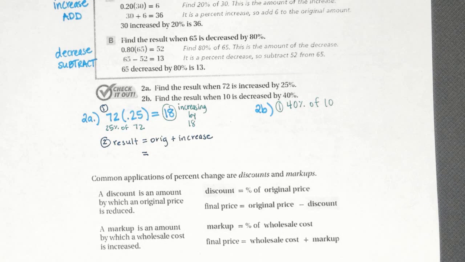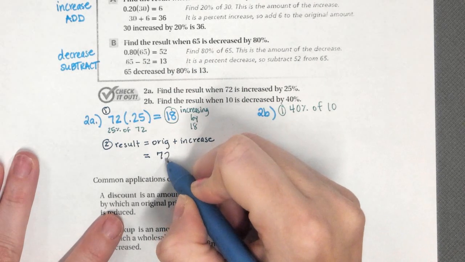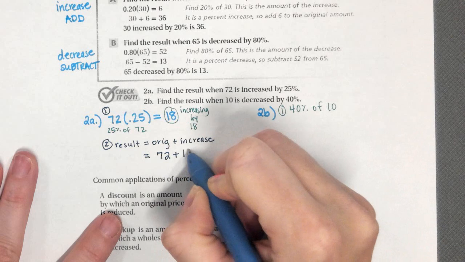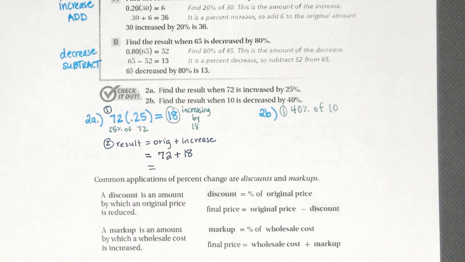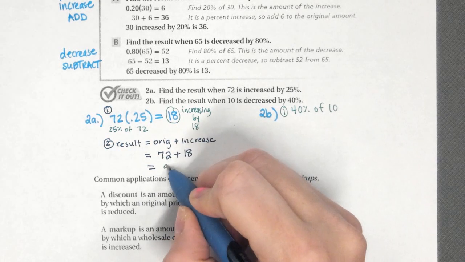Okay, so for number 2, your result is going to be 72, that's the original, and then 18 is your increase. So we're going to add those two together. Yep, and that's your final answer. Good.